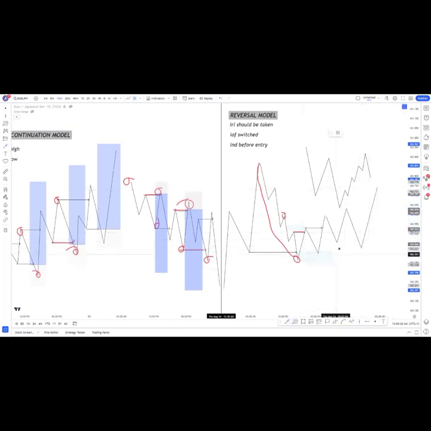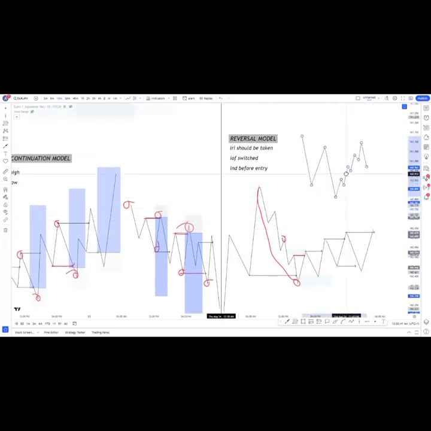Now, this is indicating that the institution, that is supply, is now failing. Series of supply now fail. The moment we have another break, supply has failed. So the order flow has switched from selling to buying. This is the best way of taking a reversal.